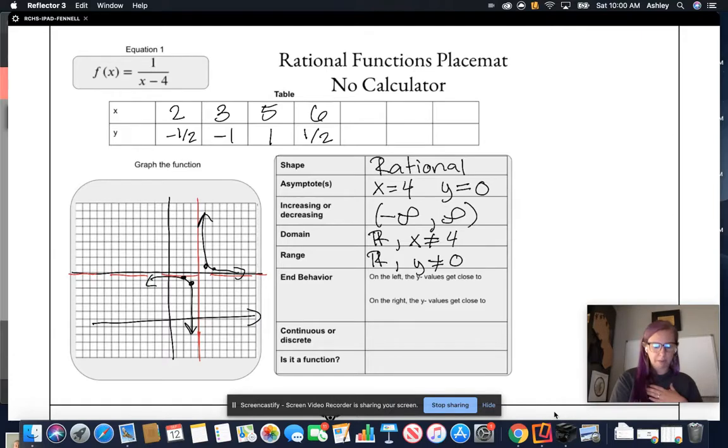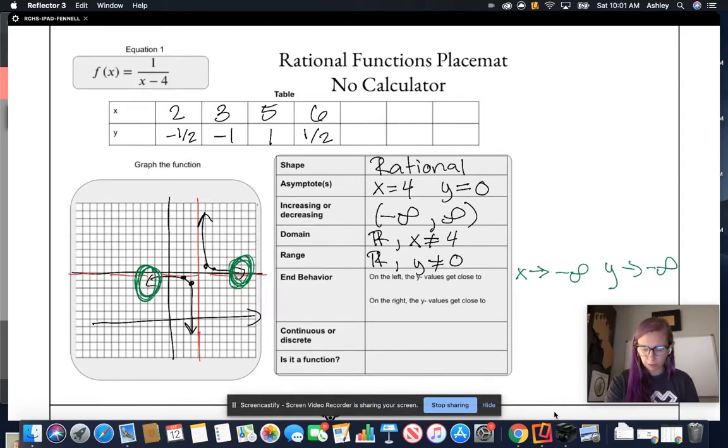End behavior. Okay, remember we're looking at the arrows. We're looking at the arrow furthest to the left and the arrow furthest to the right, and we're asking ourselves, where are those heading? So on the left, the way we say this is, as x goes to -infinity, what are my y values doing? Y goes to -infinity. See how that arrow is moving to the left?